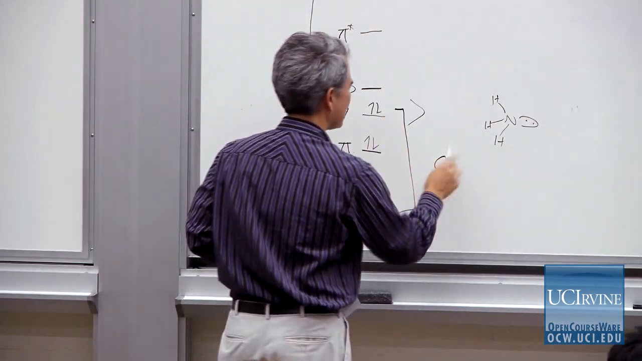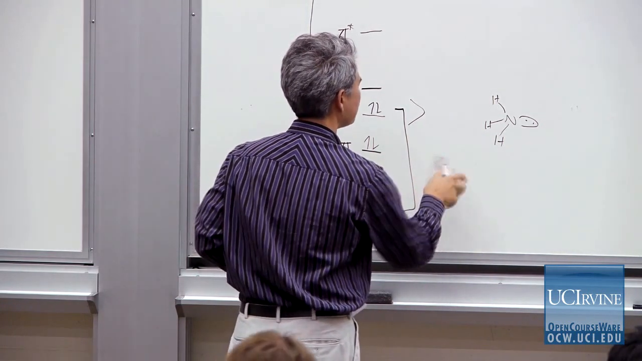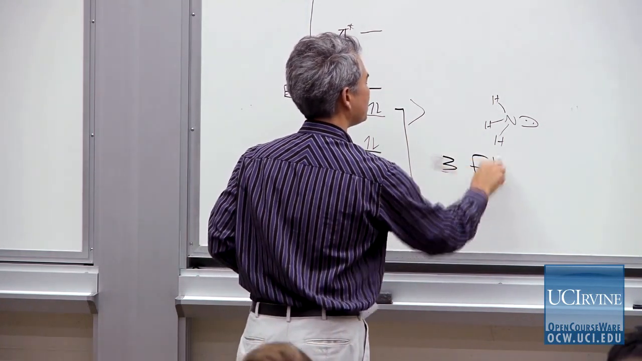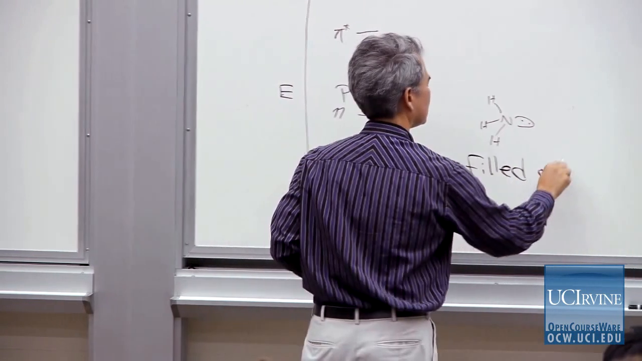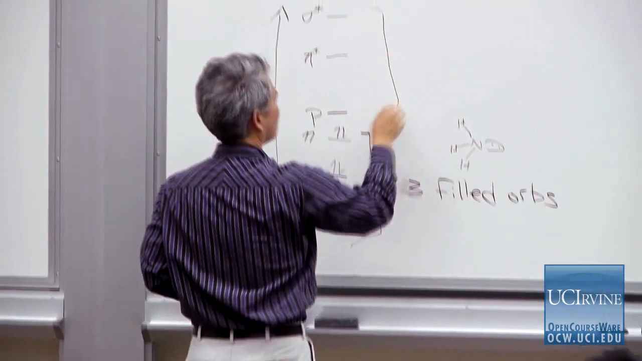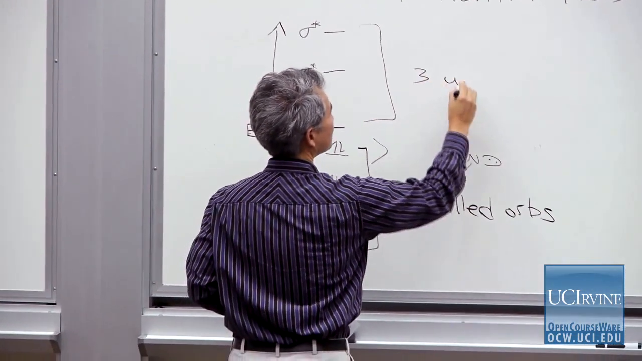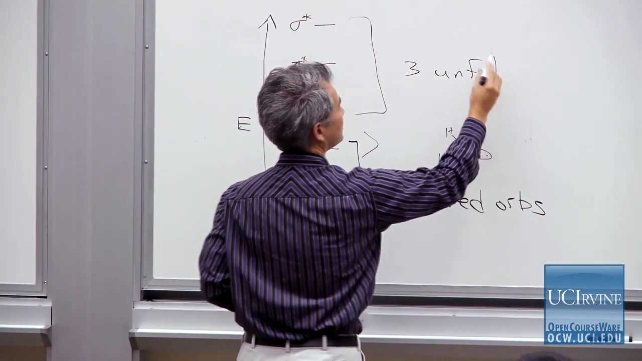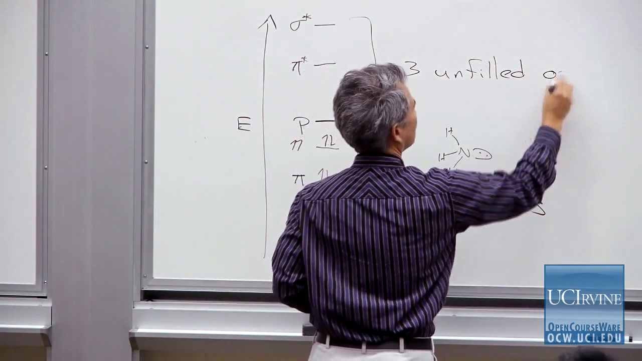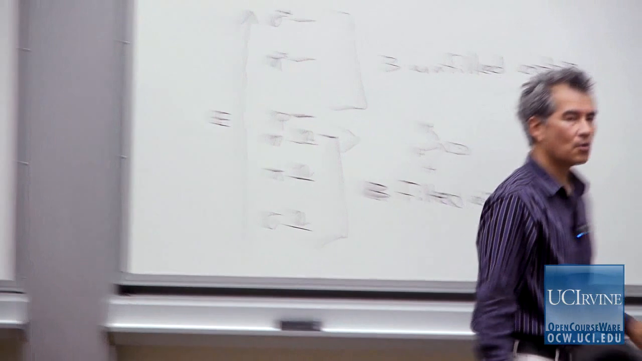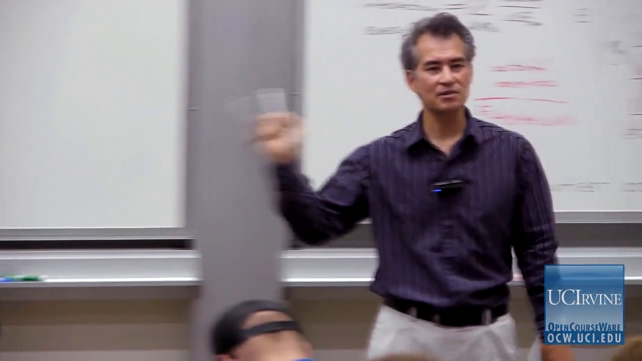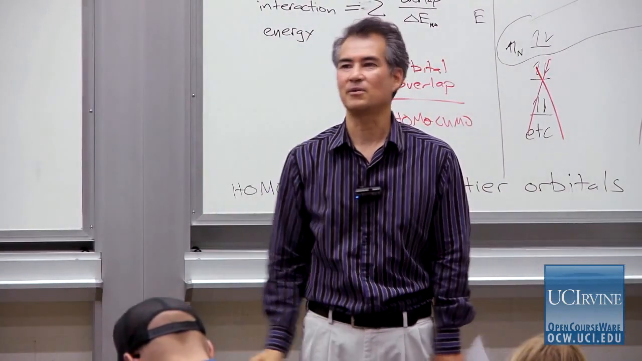We've got a total of 6 types of orbitals. We've got 3 filled orbitals, 3 types of unfilled orbitals. These are our canonical frontier orbitals. And we are going to spend the rest of the quarter talking about the interaction of these 3 filled orbitals with these 3 unfilled orbitals.